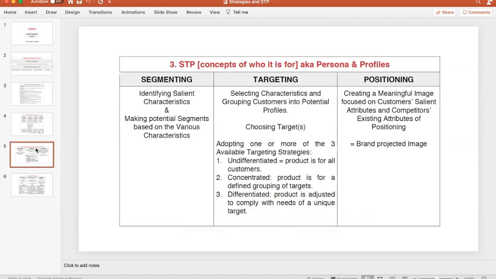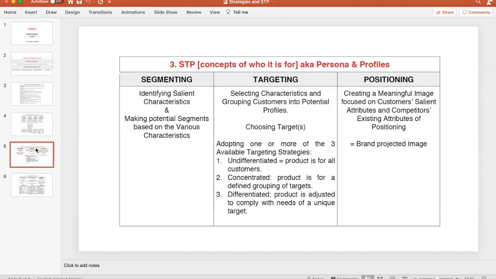Now, talking about S, T, and P, it's important to understand that S is before T all the time, and then positioning can be either the last or the first. Being the first is the most common. However, positioning being first is not as effective, because you are not thinking about the market, you're thinking about what the company wants to do. So a successful business is a business that thinks about what the customer wants, and then offers people what they want. So STP is much more effective.